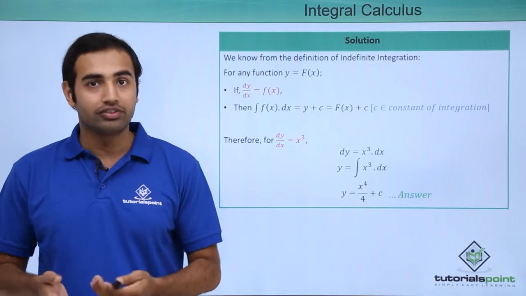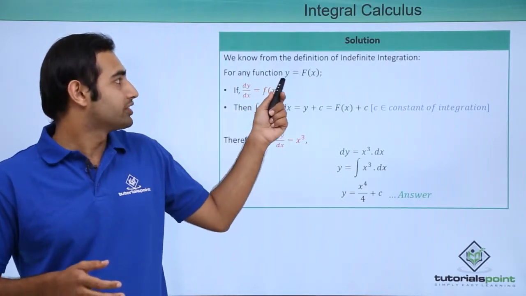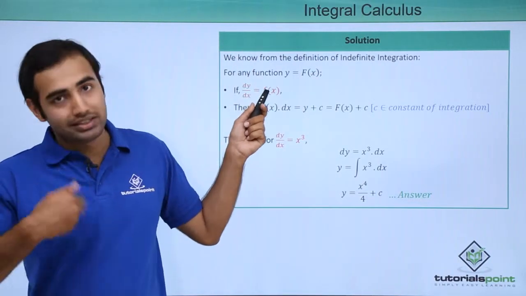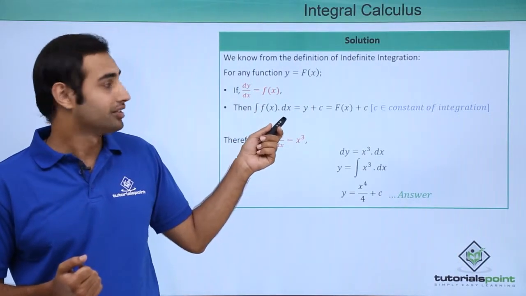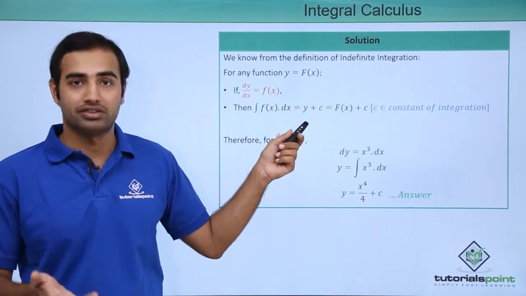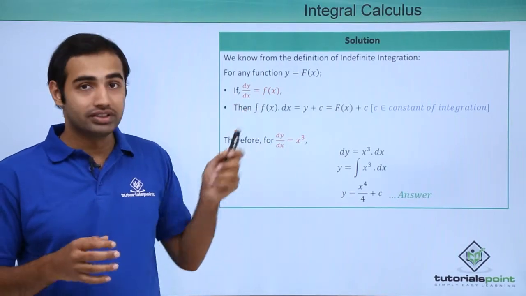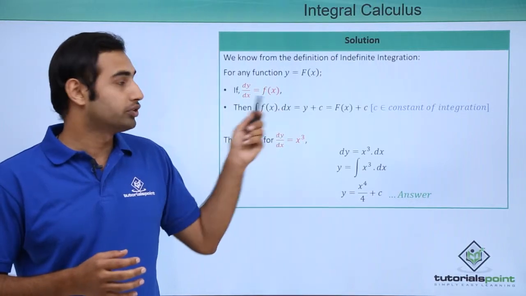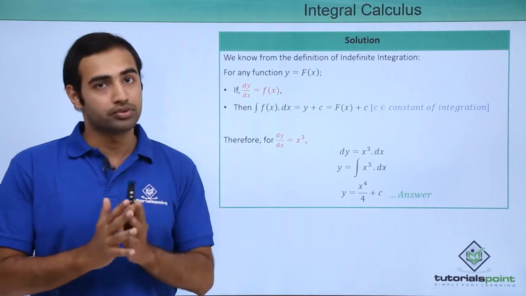Now, if you look at the definition that we have for indefinite integration, it simply says if I have a function capital Fx, then the derivative of that with respect to x, let's say, is small fx, then the integration of fx with respect to dx is nothing but y plus c, where c is the constant of integration. So, if I have a function which is the derivative of y with respect to x, I can simply integrate that function to obtain my y back. This same method we'll use in this problem to solve this.